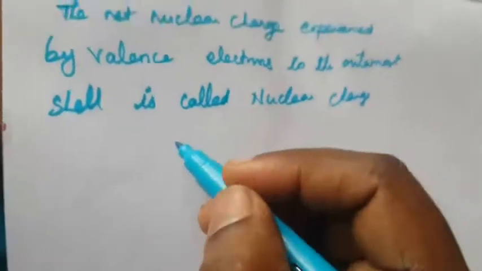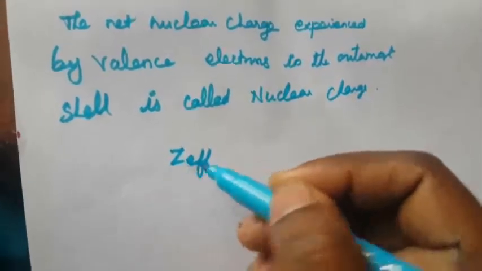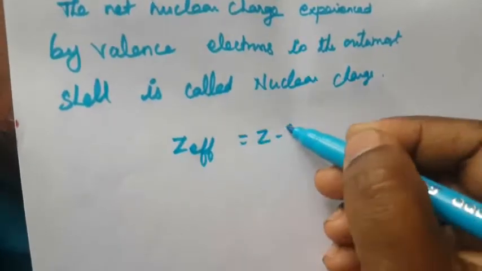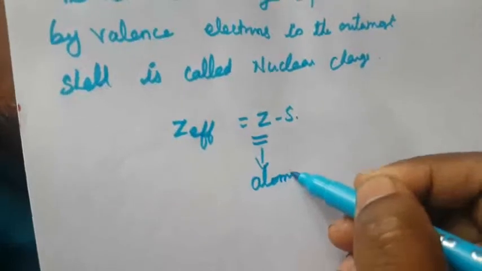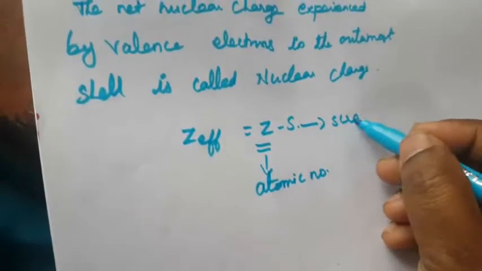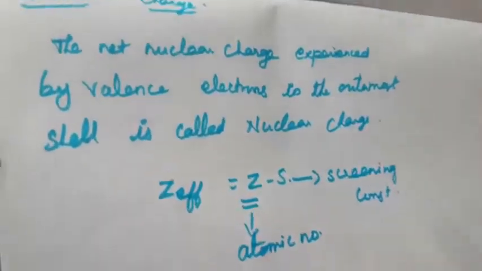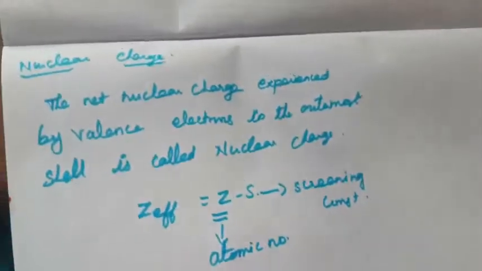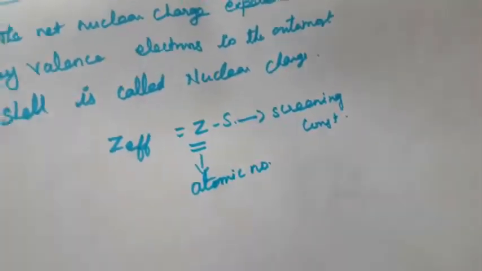So what is the effective nuclear charge? The effective nuclear charge is represented as Z effective, equal to Z minus S. What is meant by Z? It is the atomic number. What is S? It is the screening constant. What is meant by screening constant? The inner shell electrons act as a shield between the nucleus and the valence electron, and that is called the screening effect.